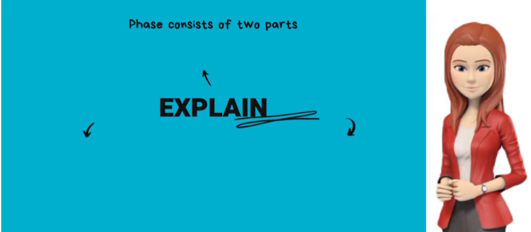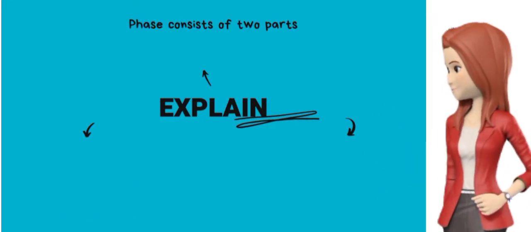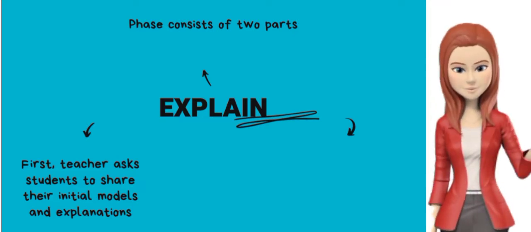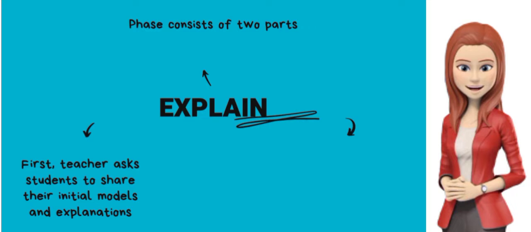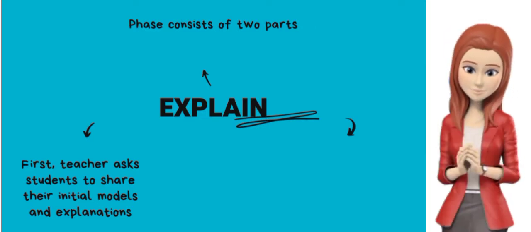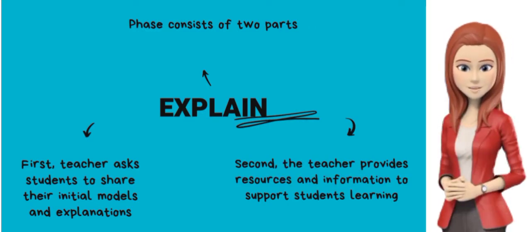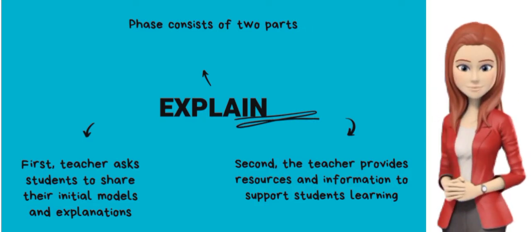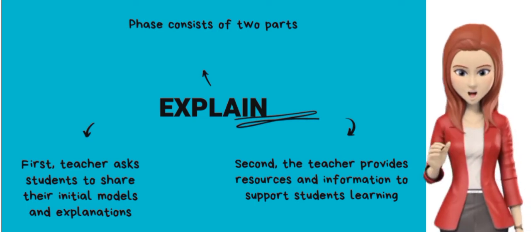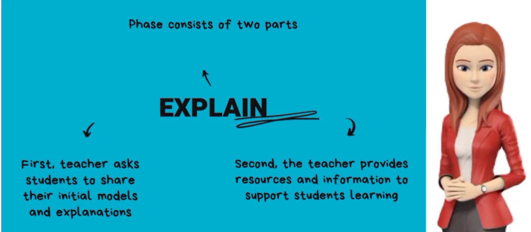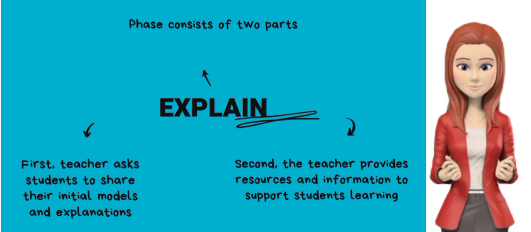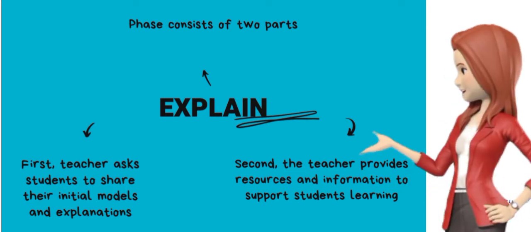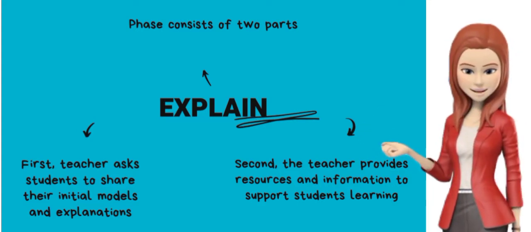Explain. The explain phase consists of 2 parts. First, the teacher asks students to share their initial models and explanations from experiences in the engage and explore phases. Second, the teacher provides resources and information to support student learning and introduces scientific or technological concepts. Students use these resources and information, as well as ideas of other students, to construct or revise their evidence-based models and explanations. In engineering, students design solutions to problems based on established criteria.